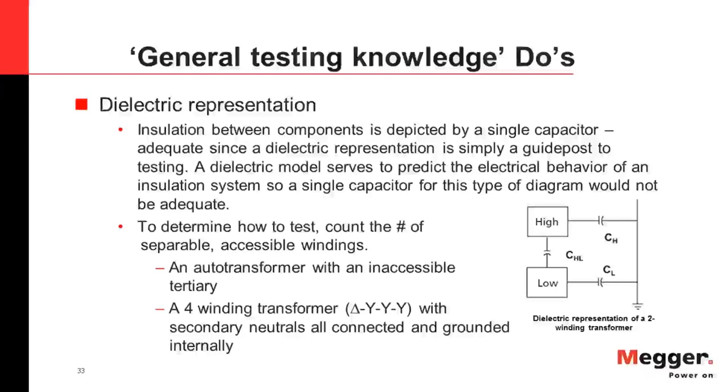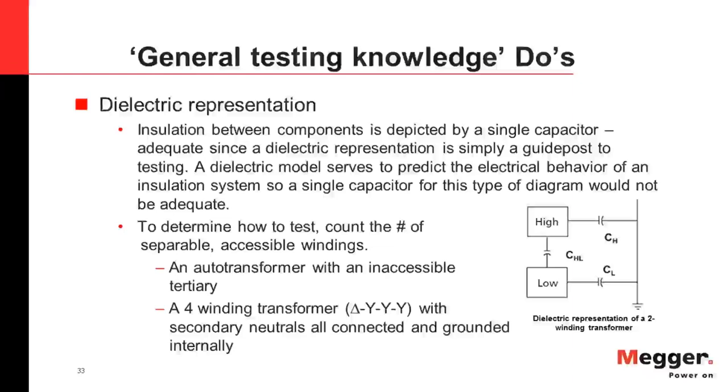winding transformer. So next, let's consider a more complicated example, the case of a 4-winding transformer with a winding configuration of delta, Y, Y, Y, whereby all winding terminals are accessible except for the 3 secondary neutral terminals. The start points of those Ys are all connected and grounded internally under oil. So the number of practically separable windings is 2.